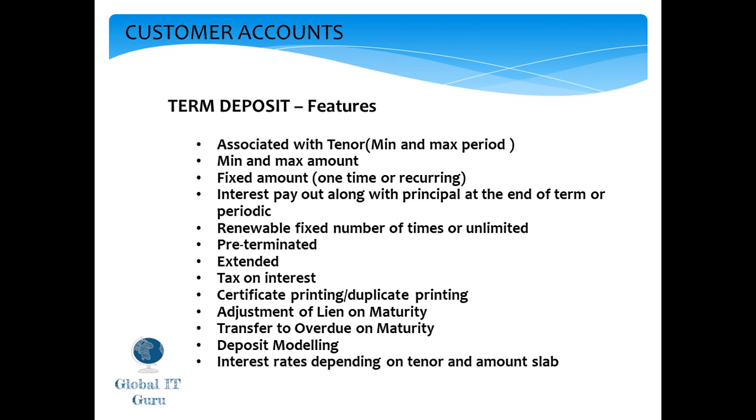Okay, so for the renewal process, we have multiple combinations. We can renew our TD with the principal amount only, or with the maturity amount, or with the interest only, or with an additional amount. So we'll get a drop down list where we can choose what we expect, and we can proceed for the renewal.